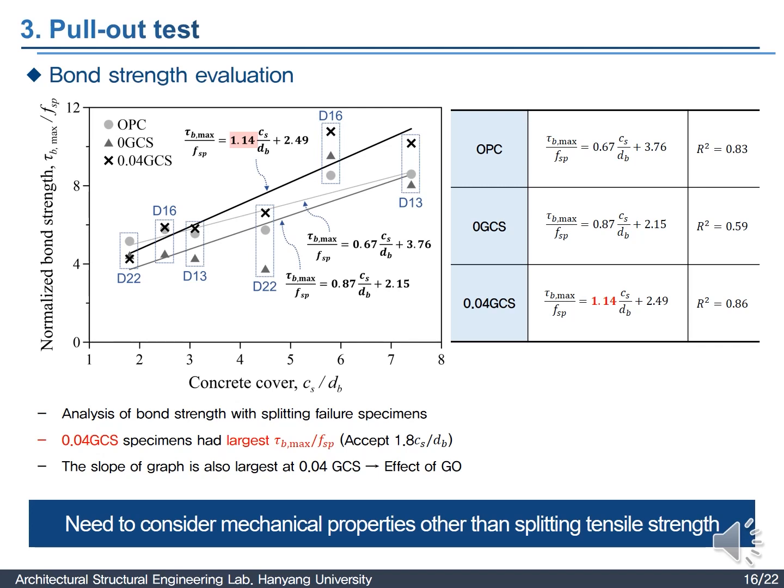Therefore, it was confirmed that the normalized bond strength increased by splitting tensile strength according to GO incorporation, and through this, it is considered necessary to consider mechanical properties other than the splitting tensile strength of concrete when calculating the bond strength.